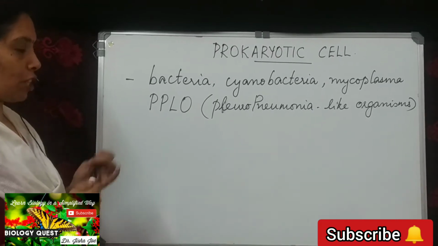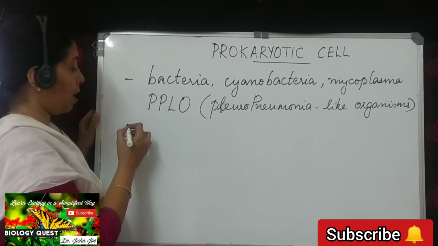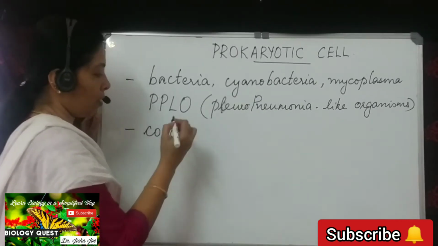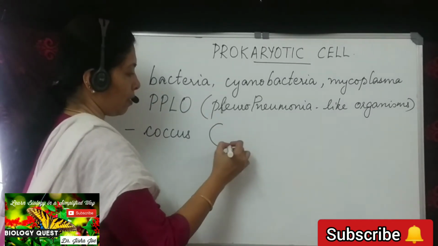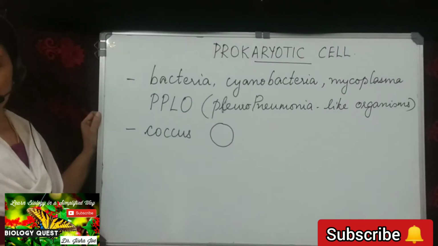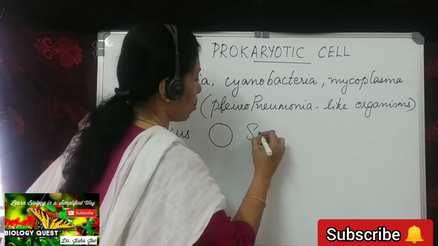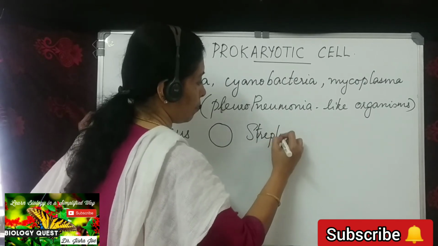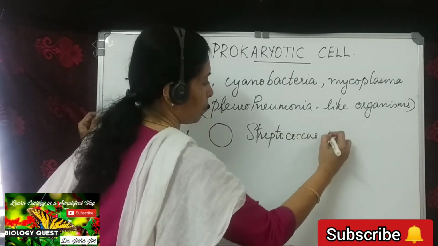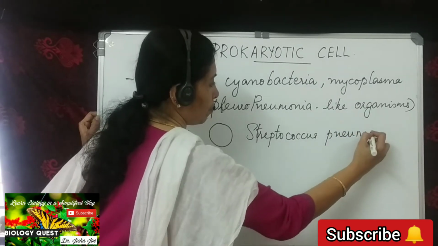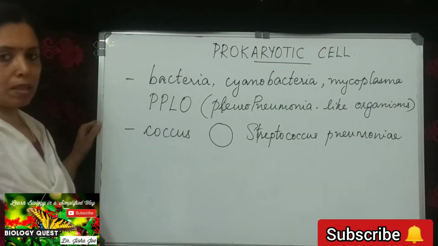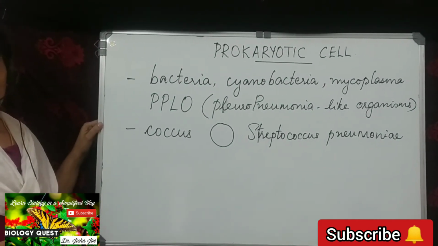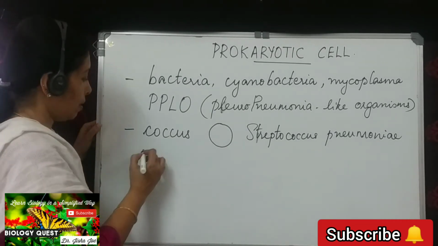Now, based on shape, bacteria are of different types. First one, coccus. Coccus means spherical. The shape of the bacteria is spherical. Example is Streptococcus pneumoniae. Second one, Bacillus.